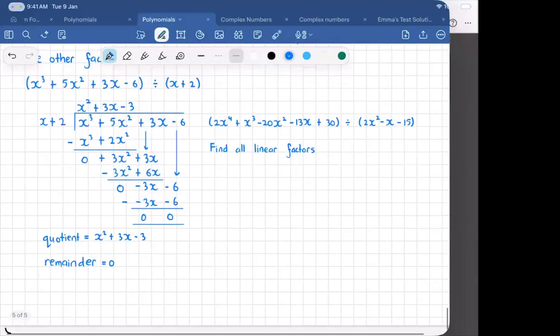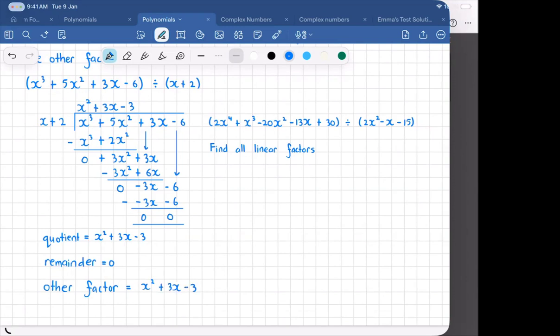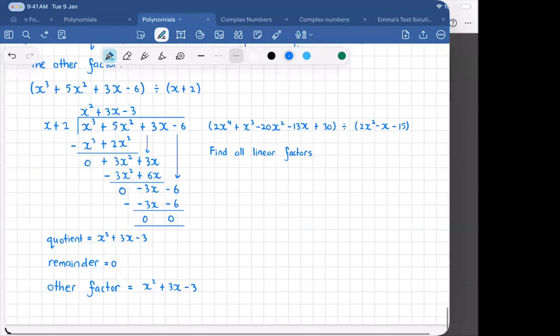What was the other factor? The 2x. So 2x, where again is 2x from? Take your time. x squared. Right. x squared plus 3x minus 3. Yes, sir. Good.